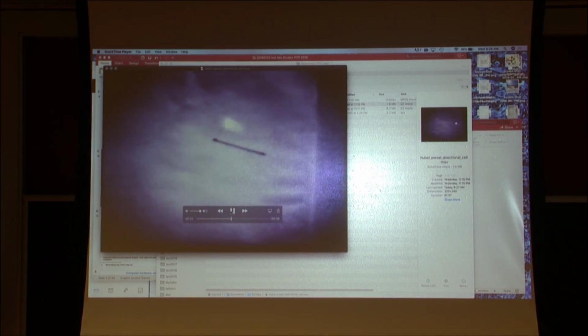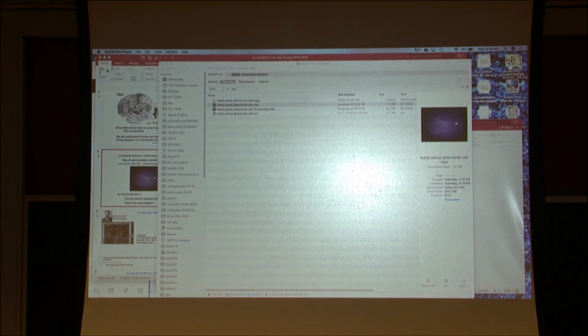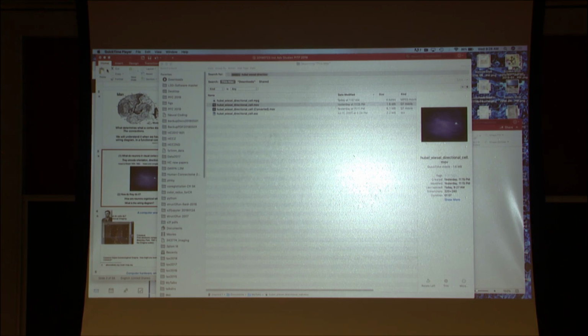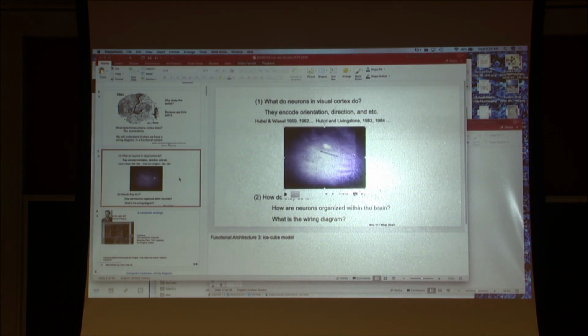And other cells in the same part of the brain will respond to motion, or not to motion, but to vertical bars, horizontal bars, light, dark. In us, there are cells that respond to color, etc. So you can think of this as a computation, and then the question is, how is the thing wired up in order to do this computation?